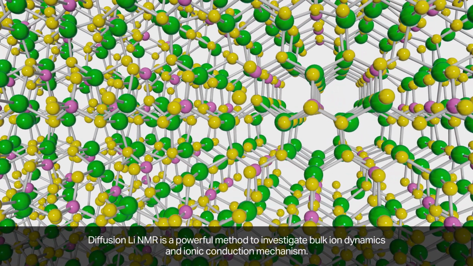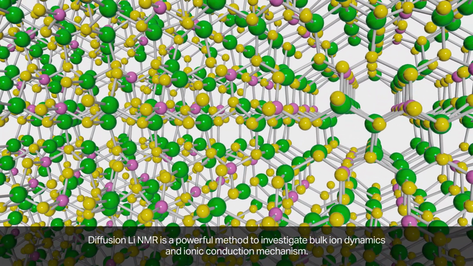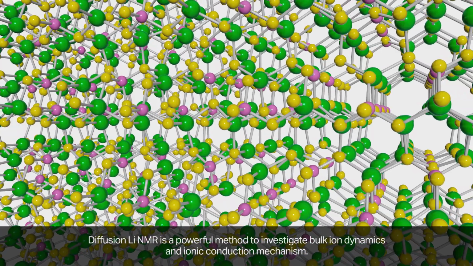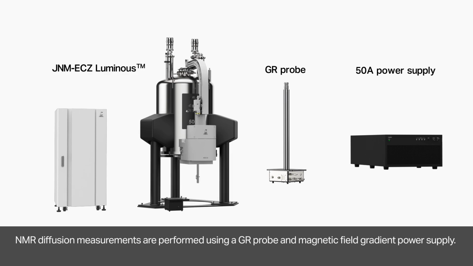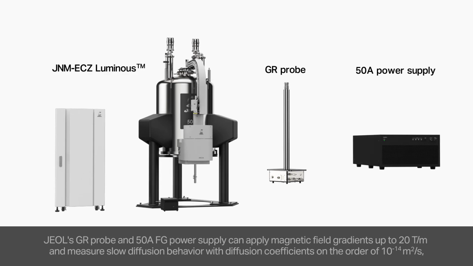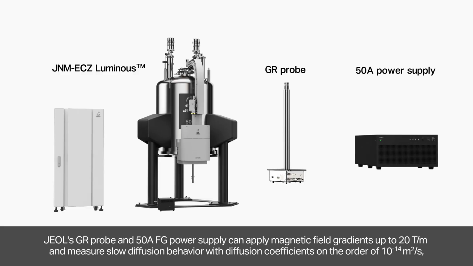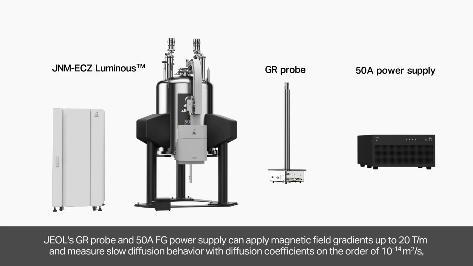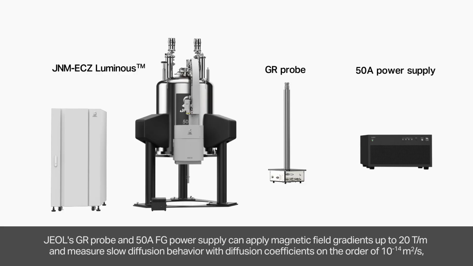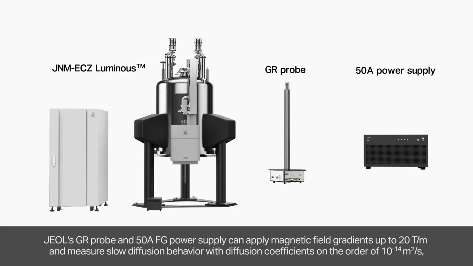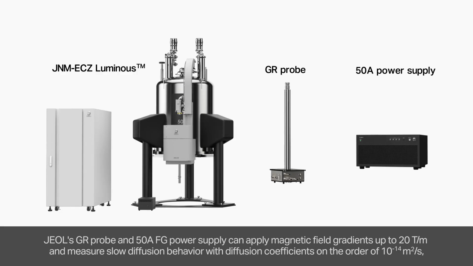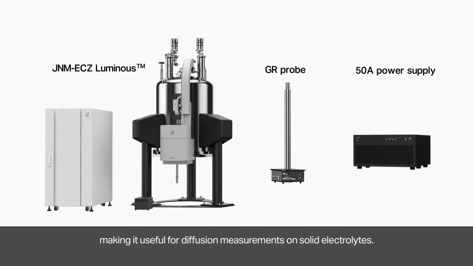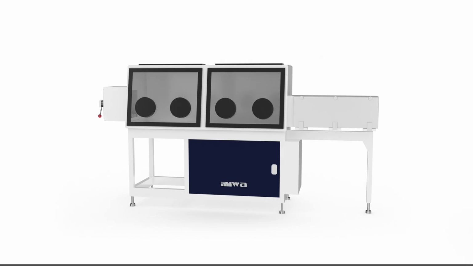Diffusion lithium NMR is a powerful method to investigate bulk ion dynamics and ionic conduction mechanism. NMR diffusion measurements are performed using a GR probe and magnetic field gradient power supply. JEOL's GR probe and 50 ampere FG power supply can apply magnetic field gradients up to 20 tesla per meter and measure slow diffusion behavior with diffusion coefficients on the order of 10^-14 square meters per second, making it useful for diffusion measurements on solid electrolytes.